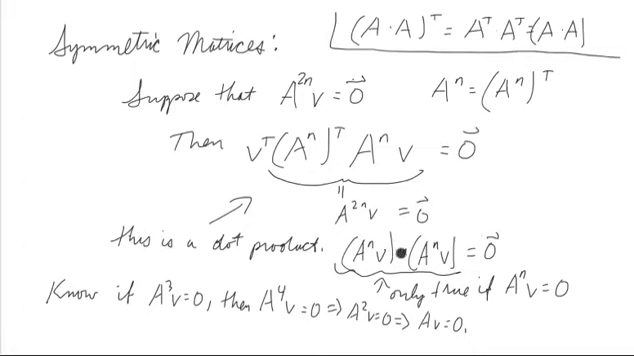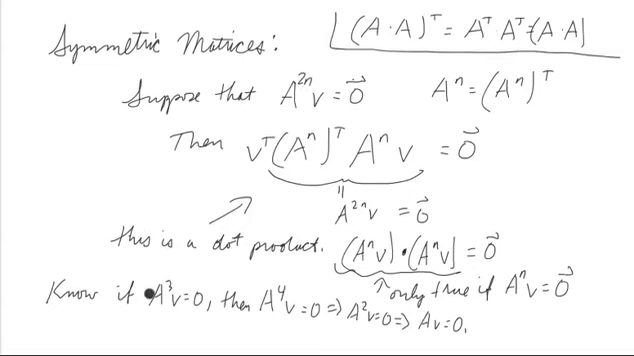Now this is only true if the vector itself is 0. Remember what a dot product is. In some sense, it's the square of the length of a vector, and that would only be 0 if the vector was 0. So the dot product right here is equal to 0 if and only if the vector we started with was 0. So what does that mean? That means that if A to the 2n v is 0, then A to the n v is 0.